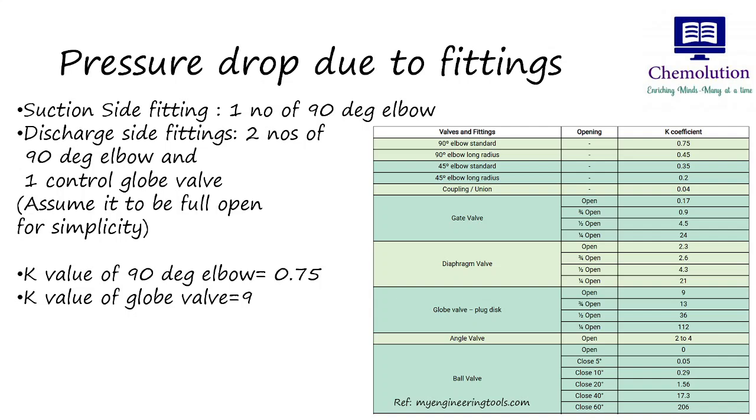You can even still now pause it, go back, check that diagram, draw it roughly on a paper. You will be easily identifying all these things. So K value for 90-degree bend is 0.75 and K value for globe valve is 9.